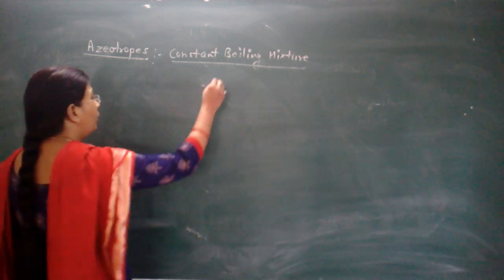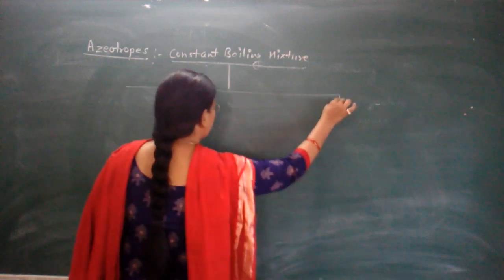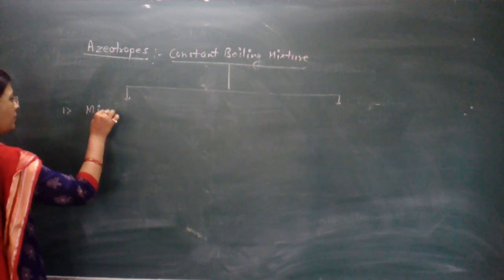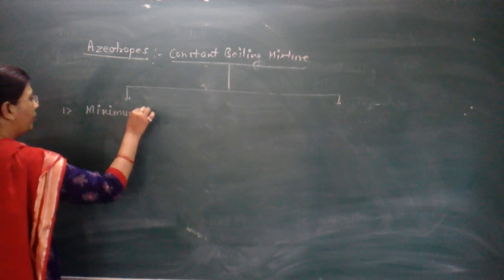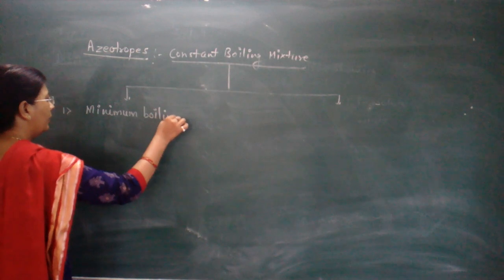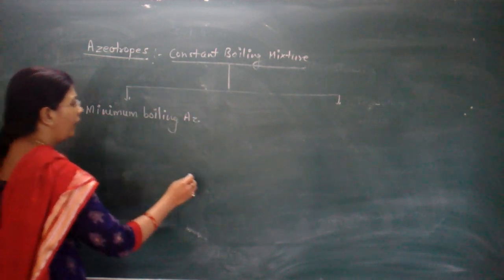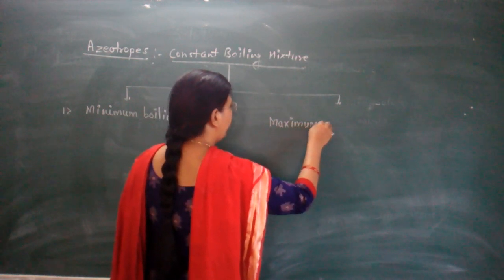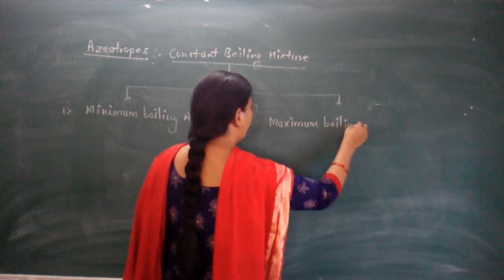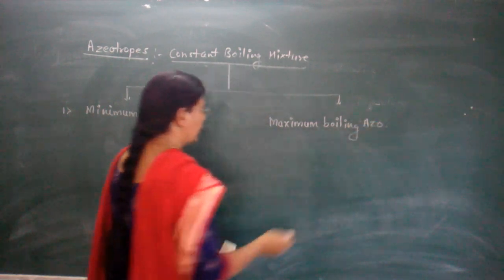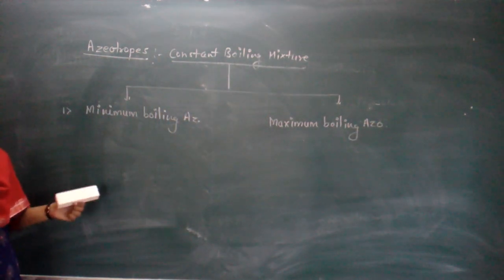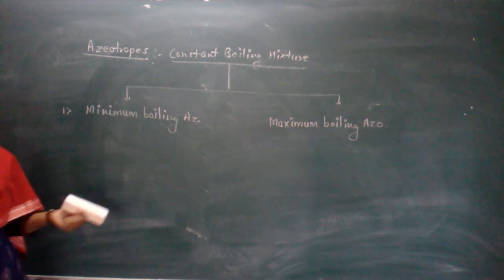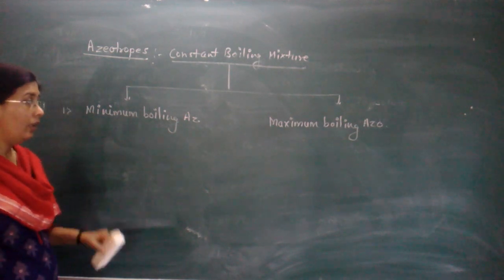These are also divided into two types. First, minimum boiling azeotropic mixture, and second is maximum boiling azeotropic mixture, right? So these are the two types, minimum boiling azeotropic mixture and maximum boiling azeotropic mixture. And we know the difference in ideal and non-ideal solutions, right?